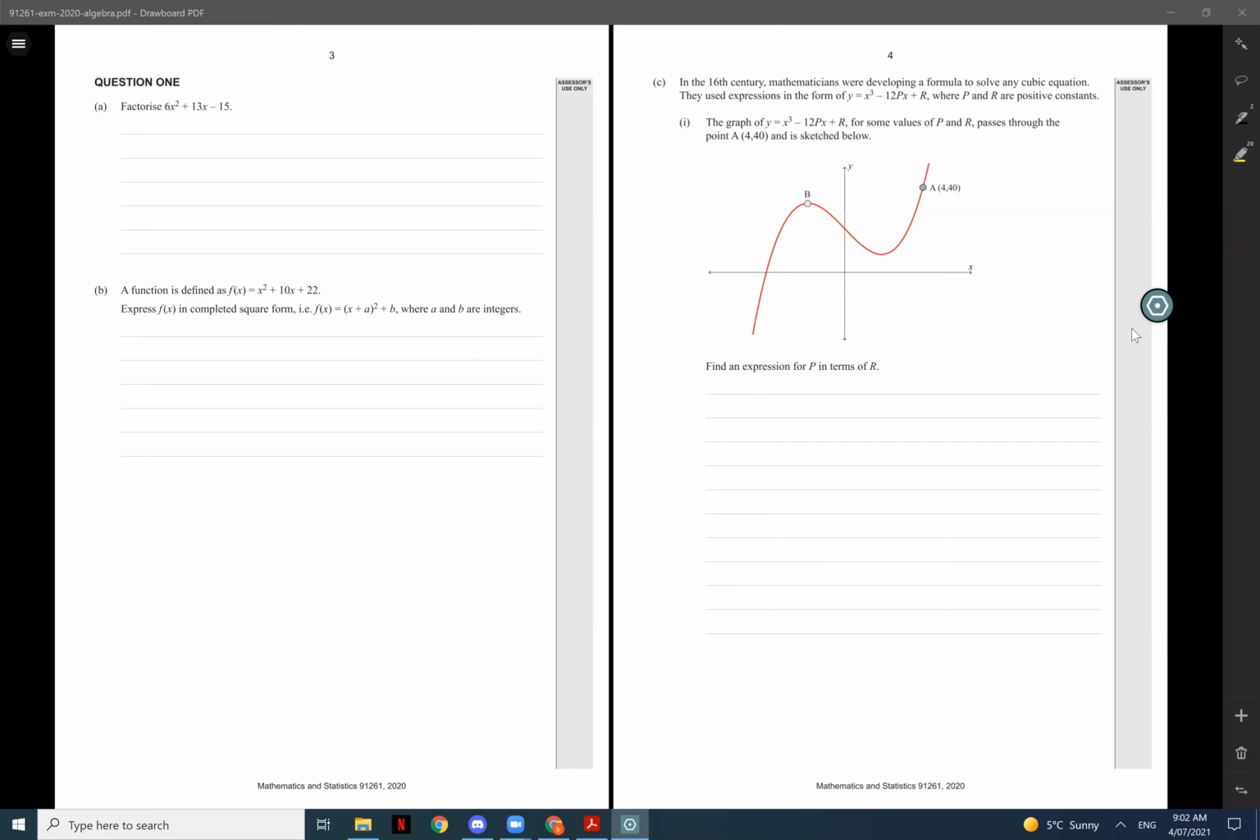ln a x over ln b. You need to use the change of base formula.